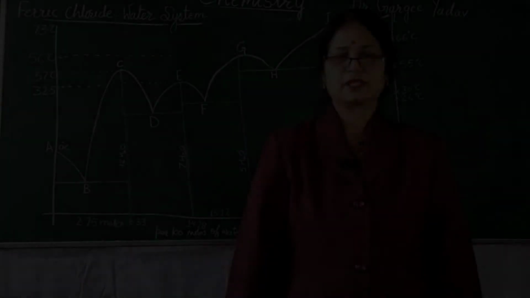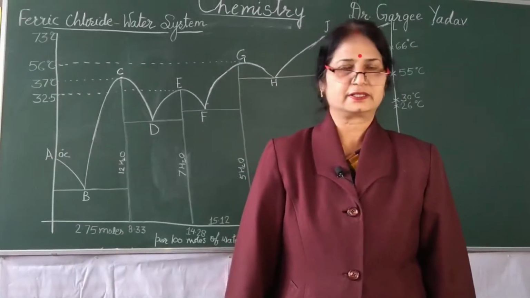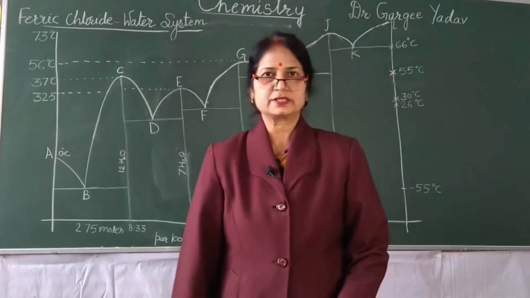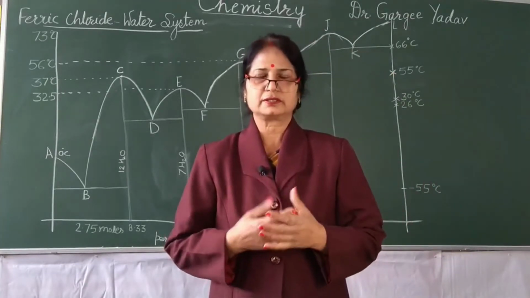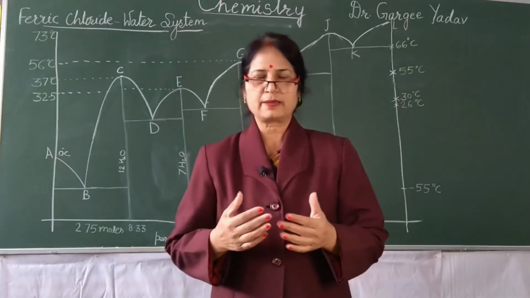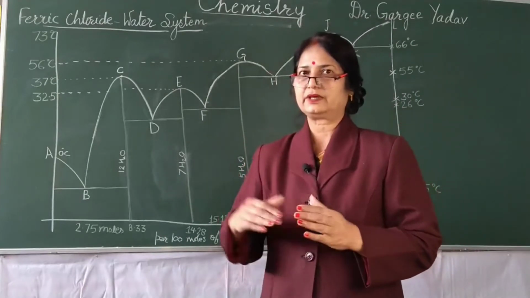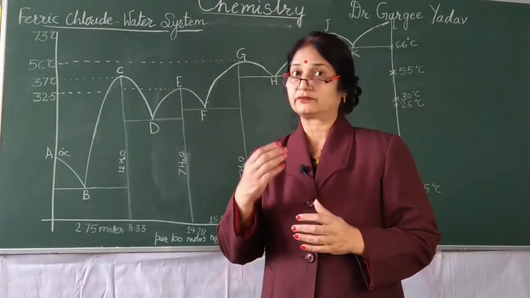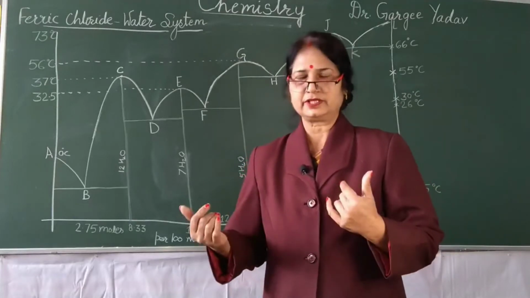Morning everybody. Today I am going to tell you about a very interesting example of a two component system with congruent melting point. I have already told you about the zinc and magnesium system, which was having only one congruent melting point. But what I am going to tell you about is the ferric chloride water system, and it is having 5 eutectic points and 4 congruent melting points. So come on, let's start with it.